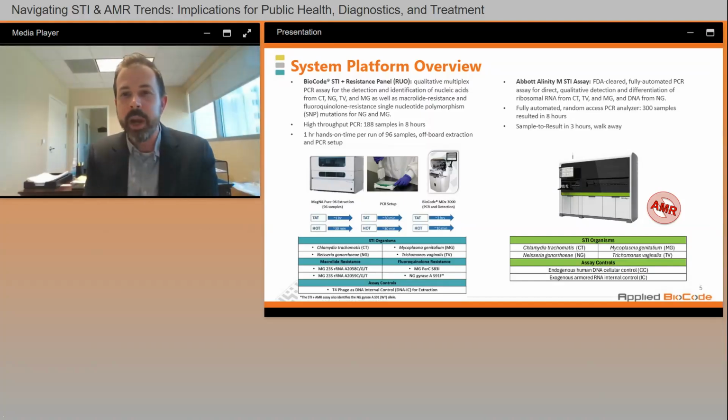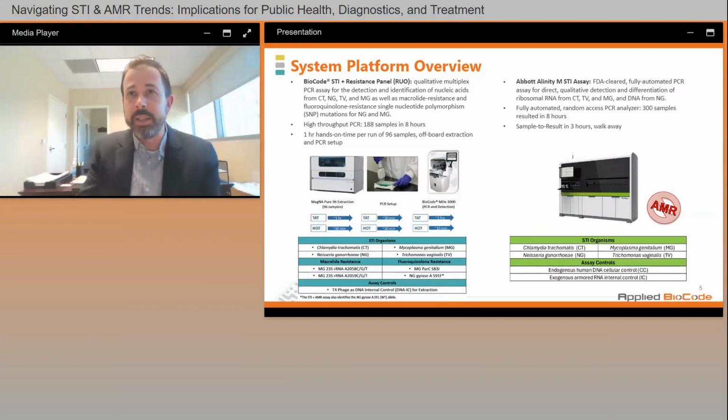And obviously the unique strength for this assay is that it's detecting the macrolide and fluoroquinolone resistance SNPs in the gonorrhea and Mycoplasma genitalium positive samples that we're going to see. So I think it's a real benefit for monitoring trends in antimicrobial resistance, as well as potential treatments and sites in the future.